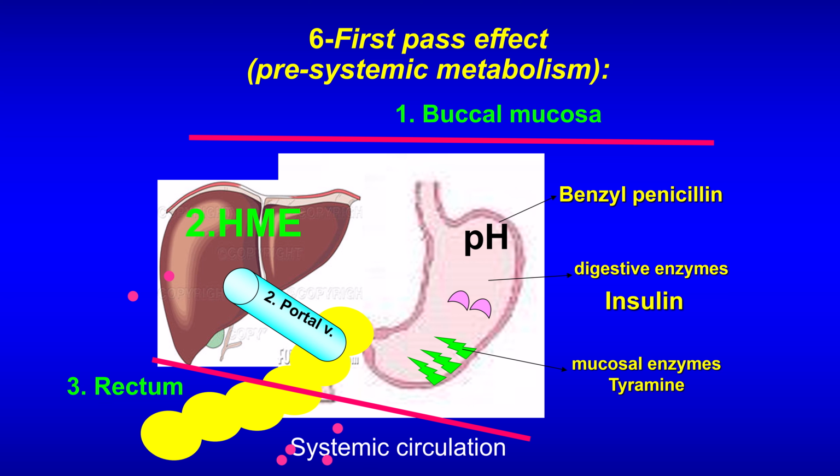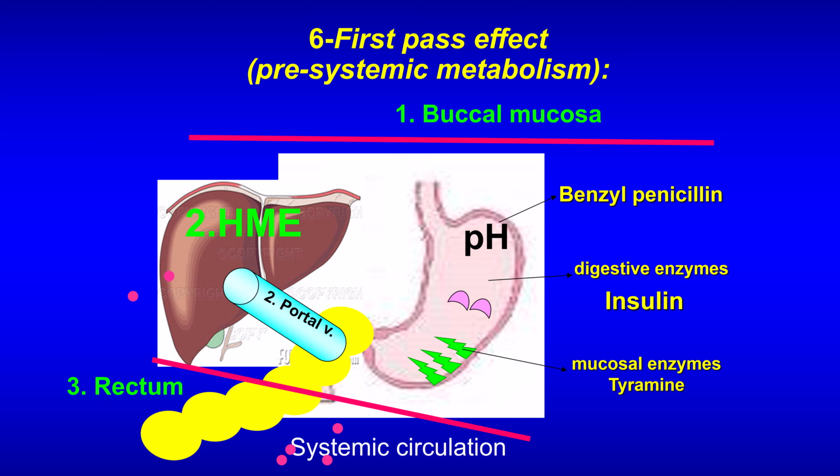Second, portal vein. Drugs absorbed from the gastrointestinal tract enter the liver through the portal vein. Metabolism in the liver, hepatic metabolism, HME, can significantly reduce the concentration of active drug before it reaches systemic circulation.